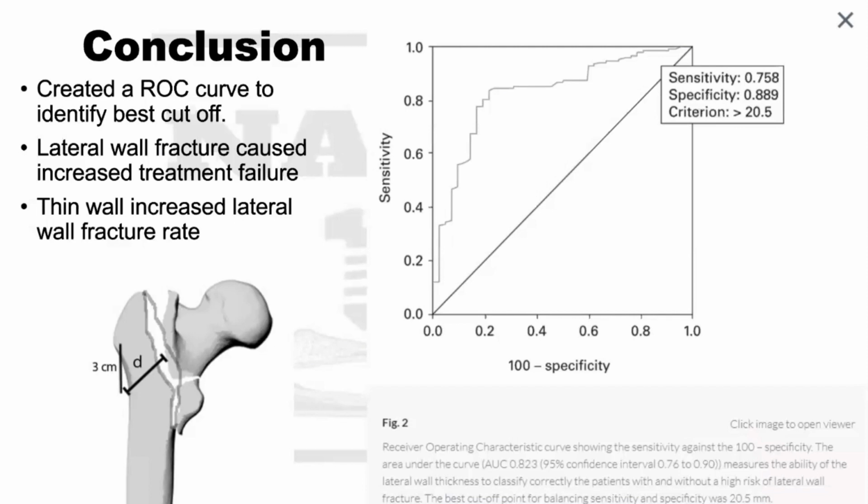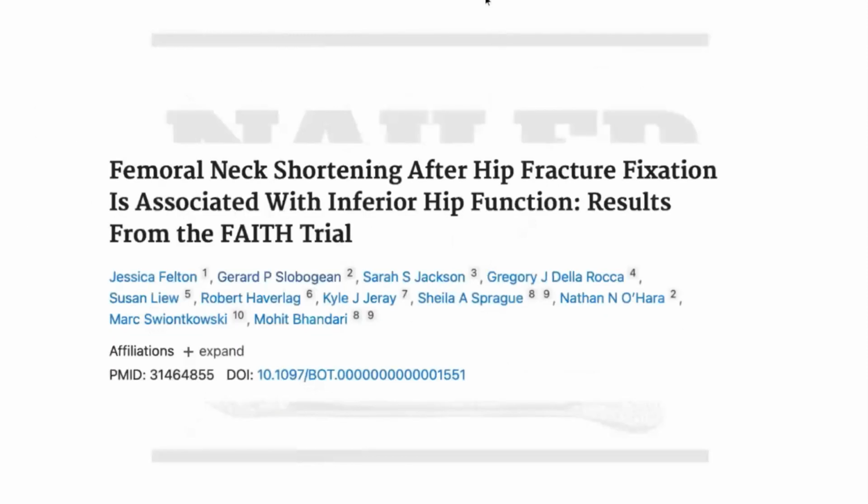Let's talk about medialization and collapse, and is that a bad thing? All right, so I'm going to be talking about the next paper, which is femoral neck shortening after hip fracture fixation is associated with inferior hip function. And this is an analysis that was done from the FAITH trial.